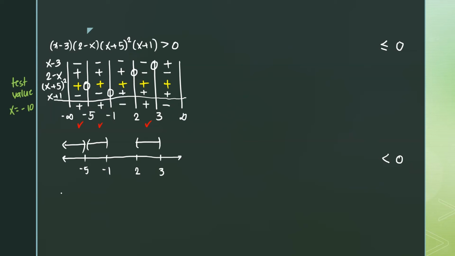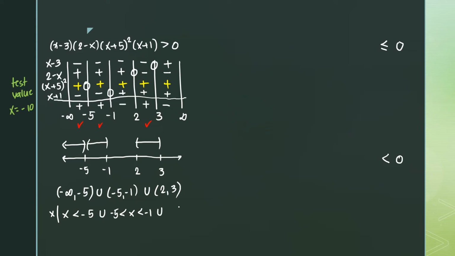So what should be the answers? From negative infinity to negative 5, union, negative 5 to negative 1, union, 2 up to 3, parenthesis. How do you write this in solution set? X less than negative 5, union, X is between negative 5 and negative 1, union, X is between 2 and 3. Now, guys, look at this one.